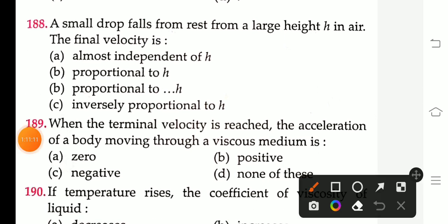Next question. A small drop falls from rest from a large height h in air. The final velocity is almost independent of h. When the terminal velocity is reached, the acceleration of a body moving through a viscous medium is 0.